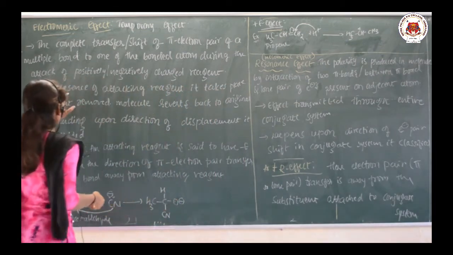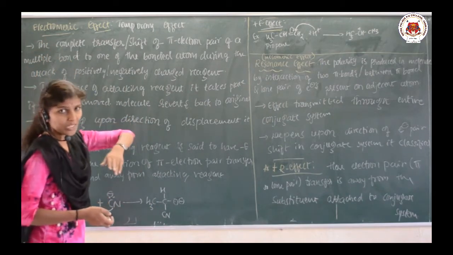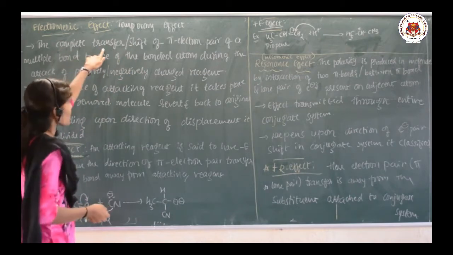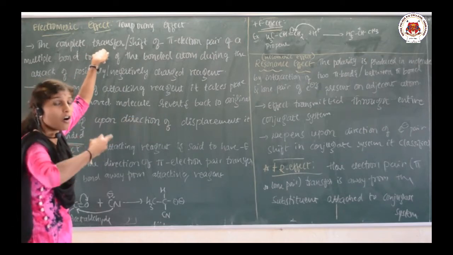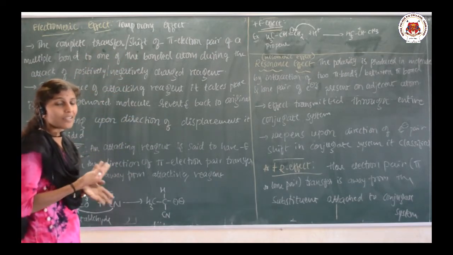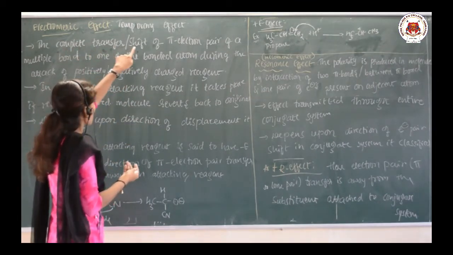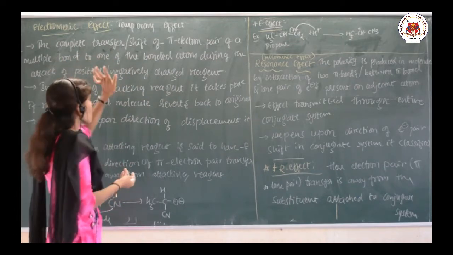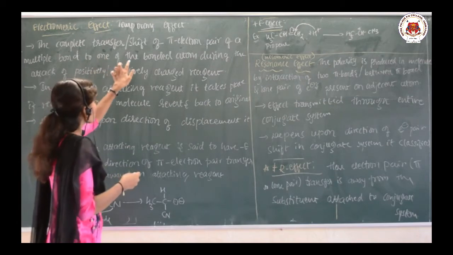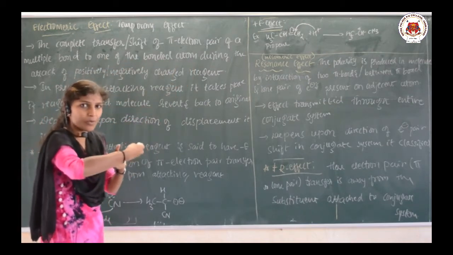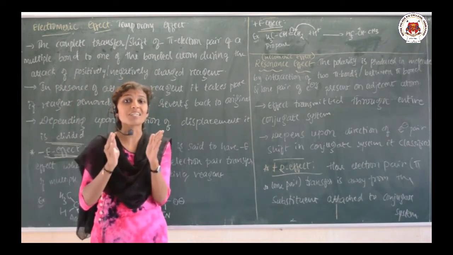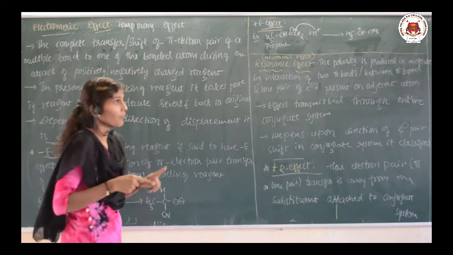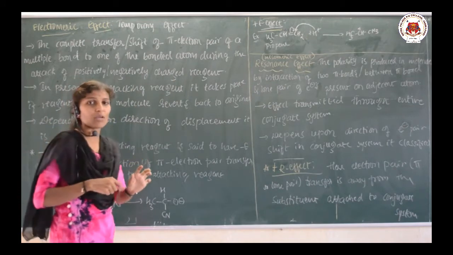First of all, we will go for the definition of the electromeric effect. The electromeric effect is the complete transfer or shift of the pi electron pair of a multiple bond to one of the bonded atoms, during the attack of a positively or negatively charged reagent.